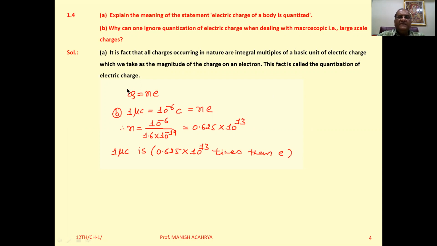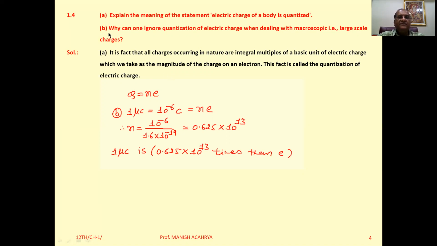Okay, and this particular fact observed in nature is known as: electric charge of a body is quantized. In nature, charge is not available like 0.5 into e or 1.5 into e, not like that. So this particular fact is called quantization of electric charge, or we can say electric charge of a body is quantized.